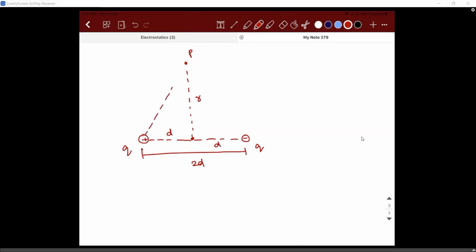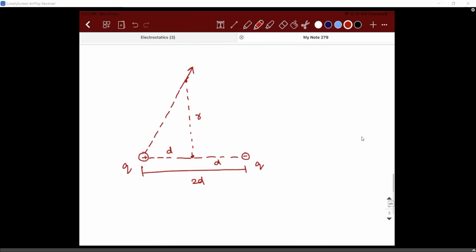The electric field due to the positive charge is going to be in which direction? Away from it. I'll call it E1. The electric field due to the negative charge is towards it, which I will call E2. So if I have to write the magnitude of E1, what is it going to be? This is r, this is d, then how much is this distance? Root of r.